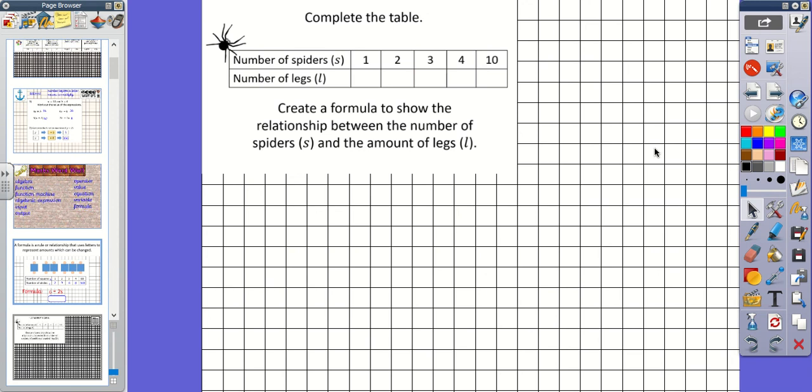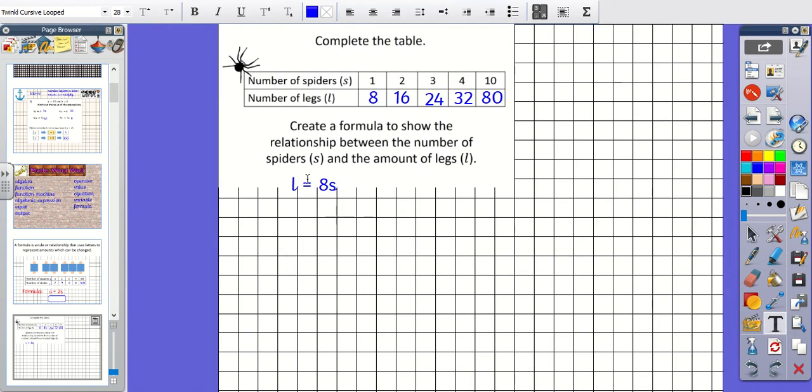Pause this video here and have a go at completing the table, where we are looking at the number of spiders and the number of legs. You've got to create a formula to show the relationship between the number of spiders, S, and the amount of legs, L. Pause this video and have a go at that for me, please.